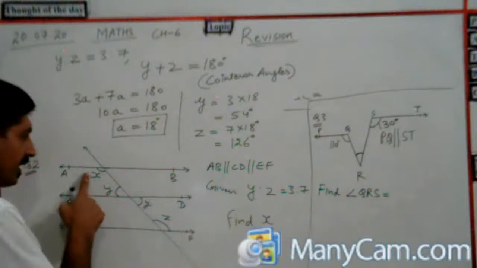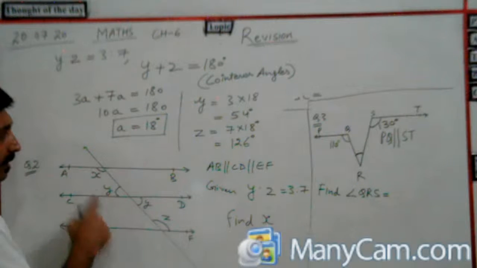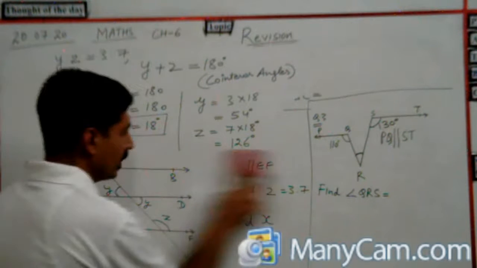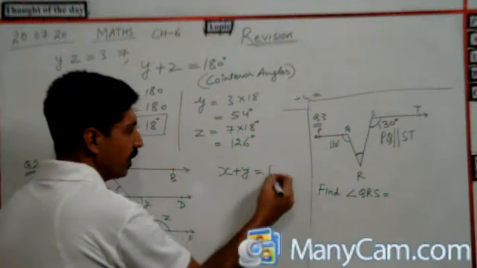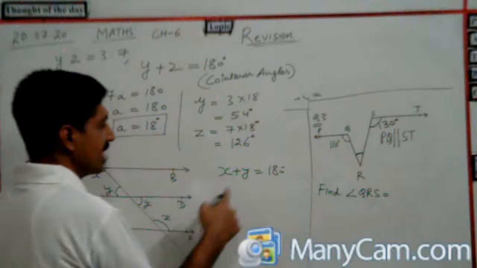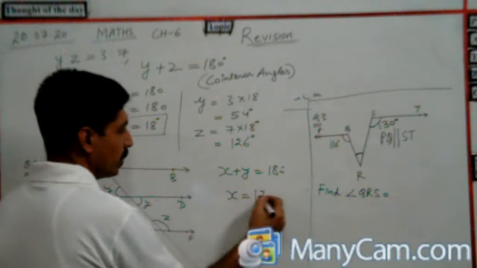So here again X and Y both, X plus Y is also 180 degrees. So what is X? 126 degrees.